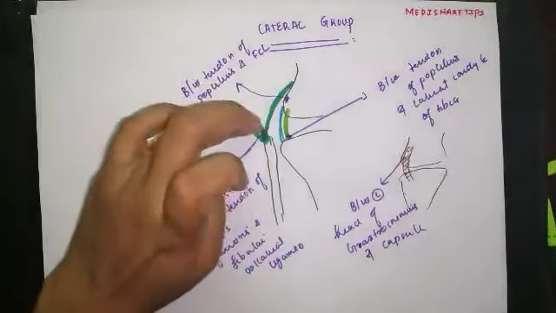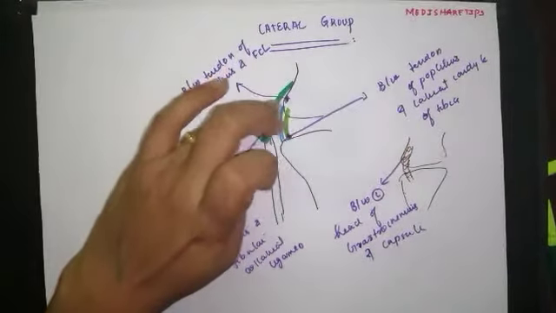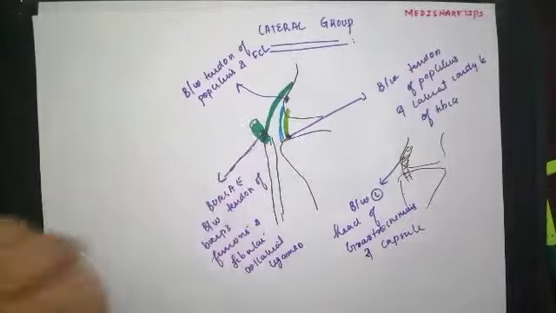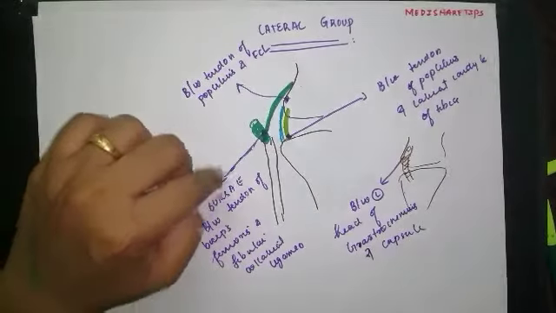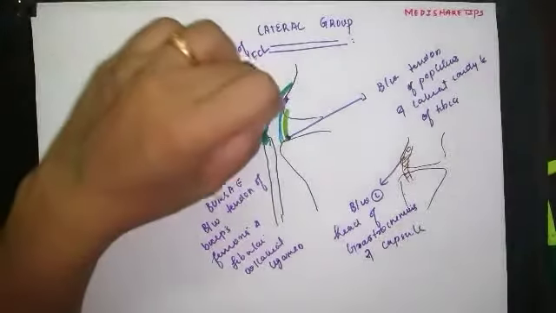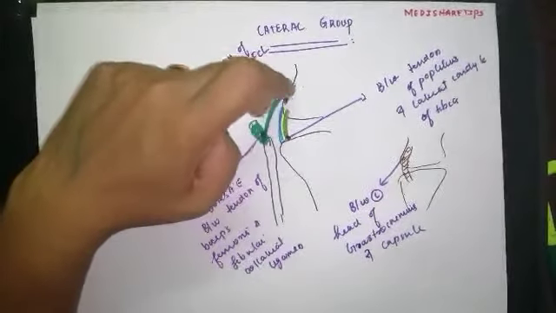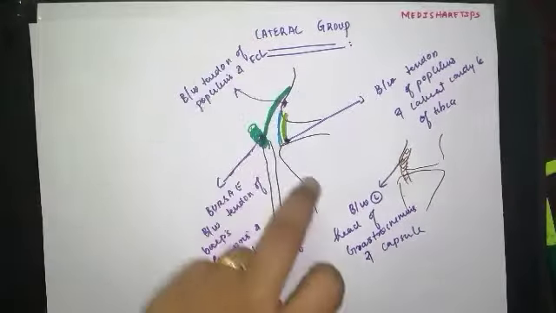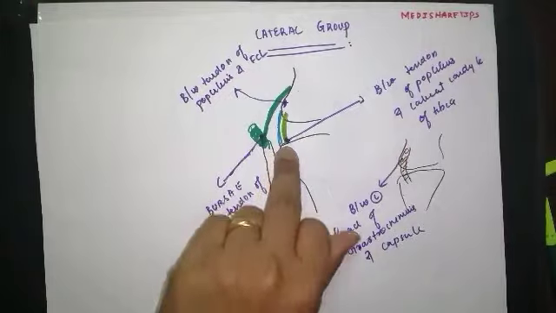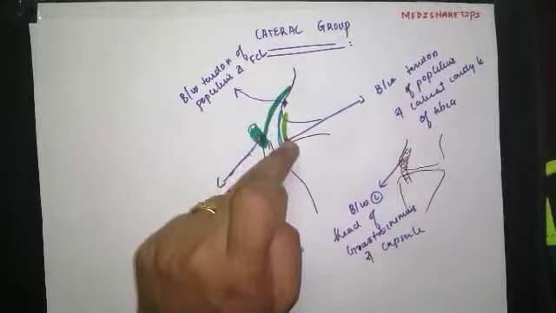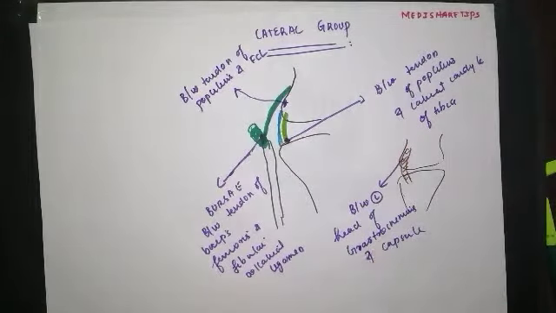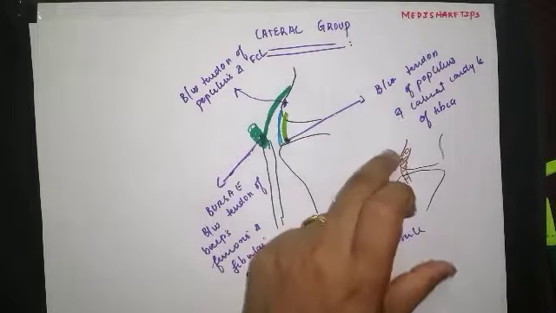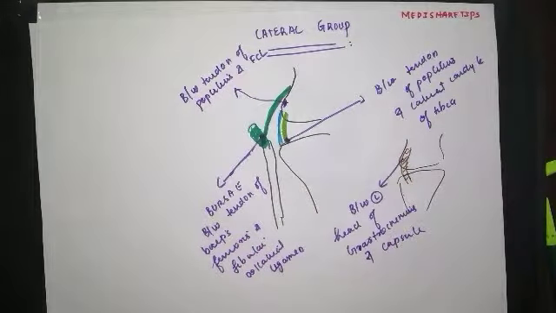So these are the important bursae, the lateral group of bursae. One is located between the tendon of biceps femoris and the FCL, that is the fibular collateral ligament, another between the tendon of popliteus and the fibular collateral ligament, and another between the tendon of popliteus and lateral condyle of tibia. And posteriorly you have a bursa between the lateral head of gastrocnemius and the capsule of the knee joint. So these are the lateral group of bursae.